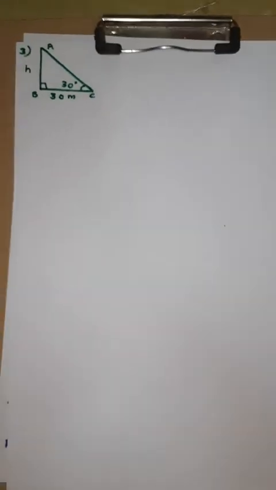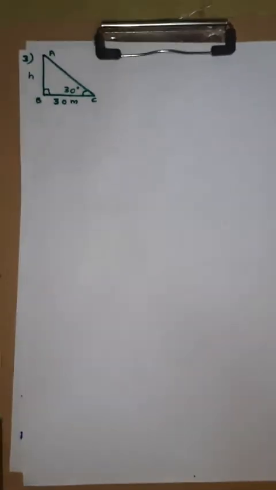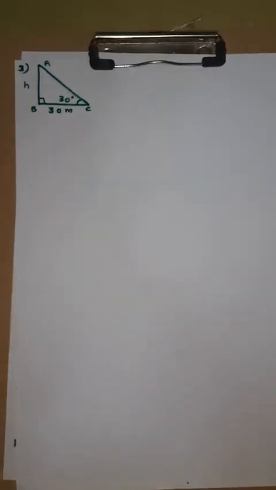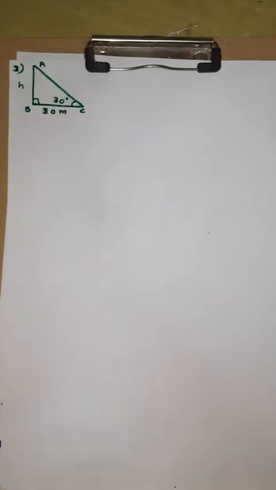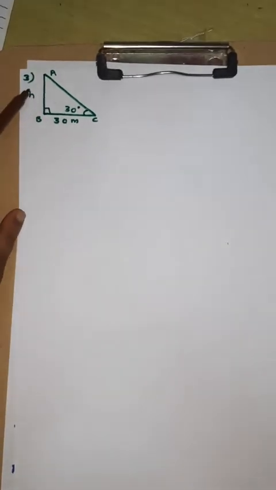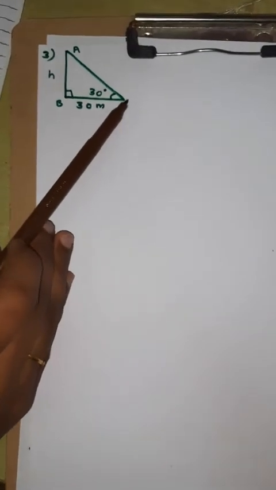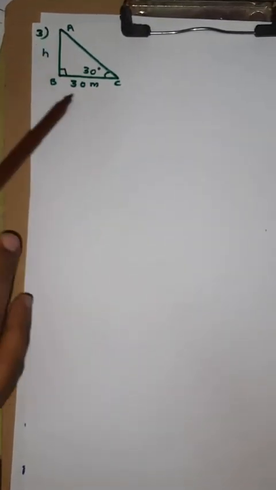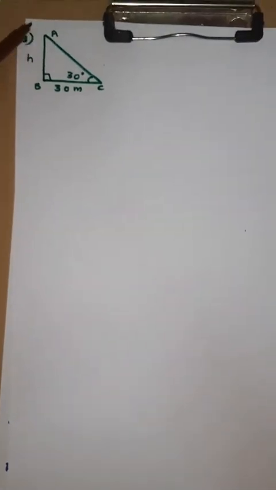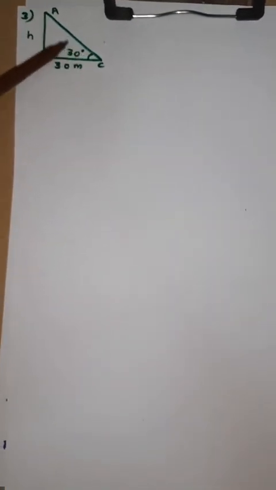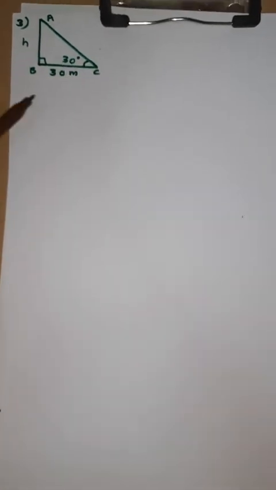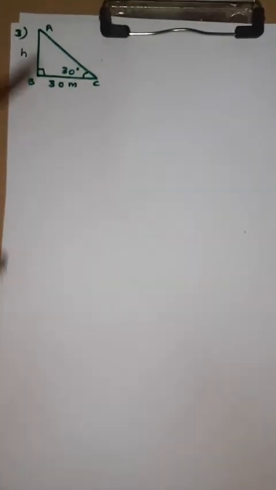The angle of elevation of the top of a tower from a point on the ground, which is 30 meters away from the foot of the tower, is 30 degrees. Find the height of the tower. So I have drawn the triangle like this, where this is a tower with a height of h, which has to be found. And there's a point C on the ground, from the tower's base to that point is 30 meters. And from the top of the tower, it is making an angle of elevation of 30 degrees to the point C on the ground. This is what is written in the question, and this is a simple figure.